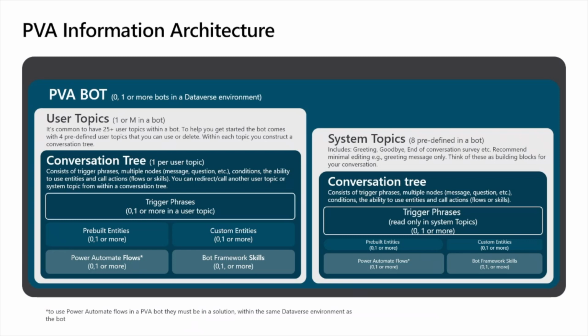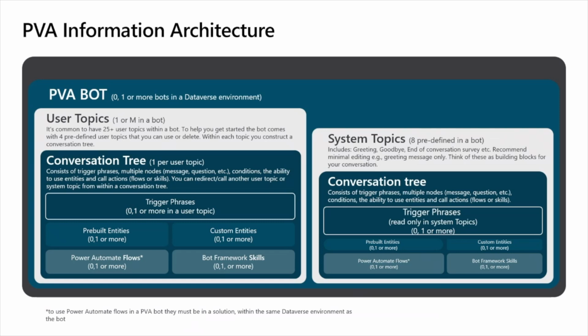Each bot that you create has user topics and system topics. So user topics are what you're going to build and expand upon. And when you create a new bot, you're going to get four predefined topics that you can either delete, or you can just start to edit those and then obviously create more. It's very common that you would have a large number of topics. It depends on what the business scenario is for your particular bot.